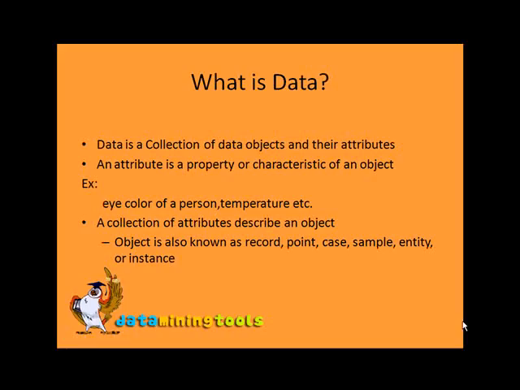So, what is data? Data is a collection of data objects and their attributes. An attribute is a property or characteristic of an object. For example, an attribute can be eye color of a person or temperature. A collection of attributes describes an object. An object is also known as point, case, sample, entity, record, or an instance.